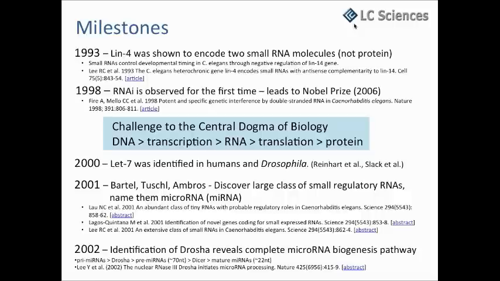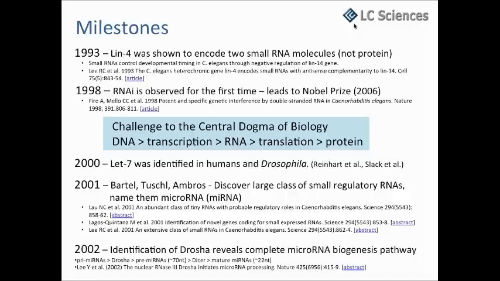Then from 2000 on, everything went rather quickly. In 2007, LET-7 was identified in humans and Drosophila. In 2001, three groups, Bartel, Tuschl, and Ambros, discovered that there's a rather large class of small regulatory RNAs, and that's when the name microRNA was coined.